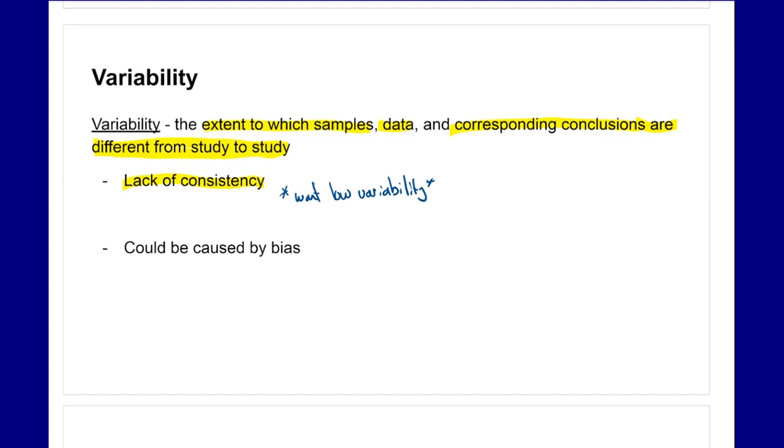And the variability could be caused by bias. We'll talk a little bit more about the different types of bias later. But bias, whether it's intentional or unintentional, could affect the variability.